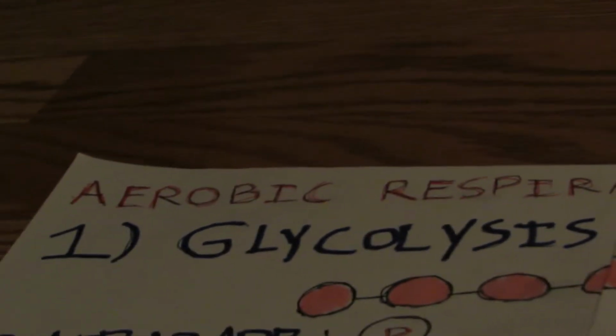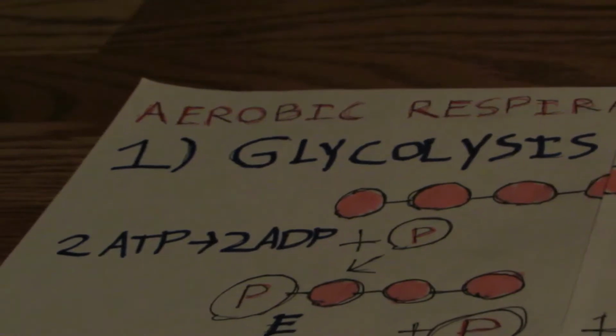Aerobic respiration is the conversion of glucose into usable energy that requires oxygen to be present. Anaerobic respiration happens in the absence of oxygen. However, the subject of this video will be aerobic respiration.